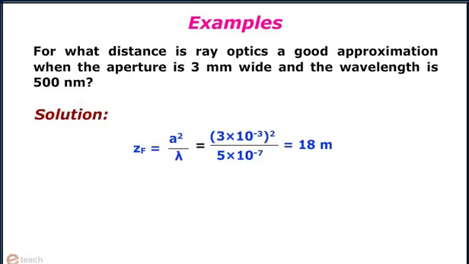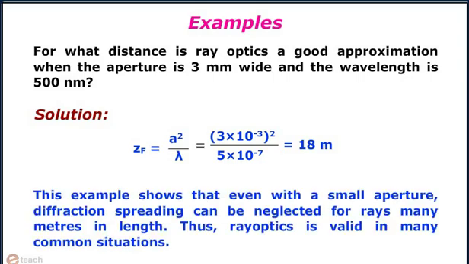The distance Z_F equals a square by lambda, which equals (3 into 10 to the power minus 3) whole square divided by 5 into 10 to the power minus 7, which equals 18 meters. This example shows that even with a small aperture, diffraction spreading can be neglected for rays many meters in length. Thus, ray optics is valid in many common situations.